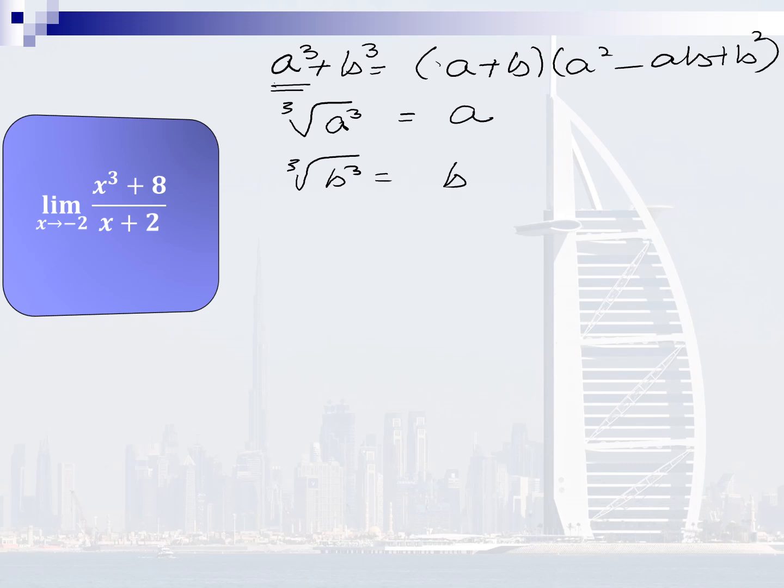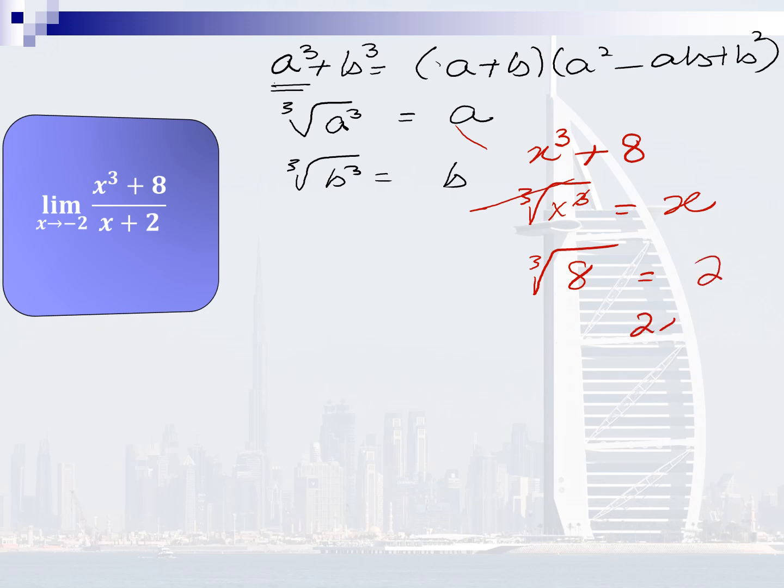So let's come to the point. It is x cubed plus 8. So what is my a? If I take the cubic root of x cubed, the 3 cancels with the cubic root, so I will get x. And if I take the cubic root of 8, write it in the calculator, you will get 2. It means 2 times 2 times 2 gives me 8. So now this is my a and this is my b.